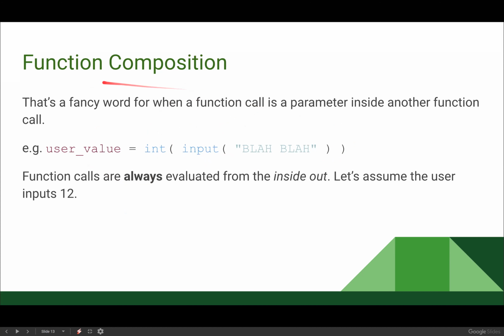So with function composition, functions are evaluated from the inside outward. Let's assume the user inputs the number 12. The input here is going to be replaced with whatever value the user typed in. In this case, they typed in 12, but since it's still a string, we've got our quotes around it. When I turn 12 into an int, I get the actual integer value 12, which I can assign to my user value variable.